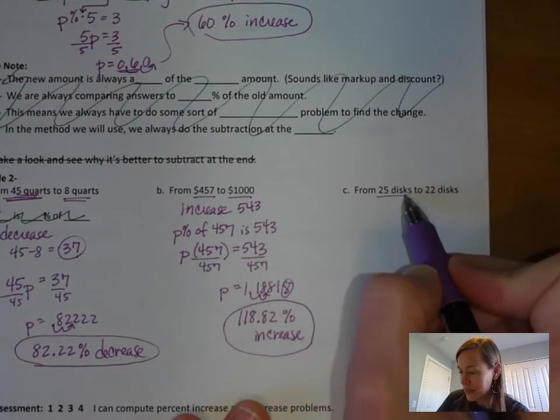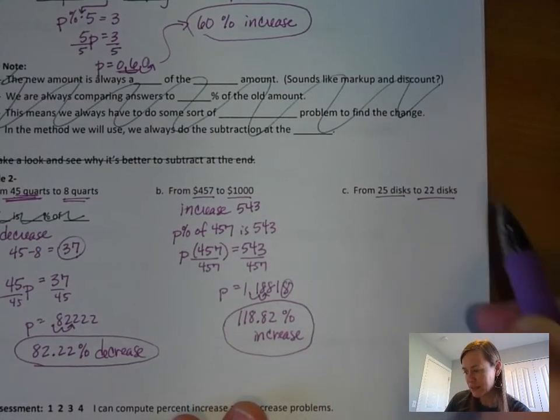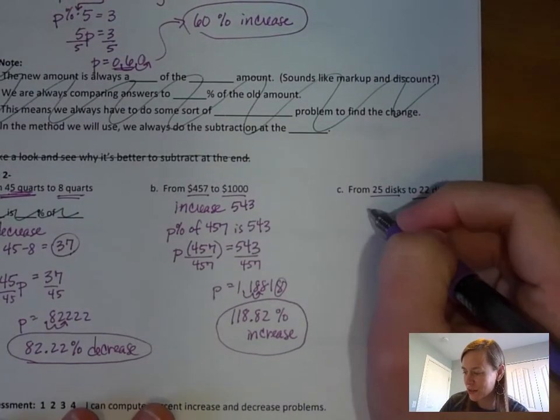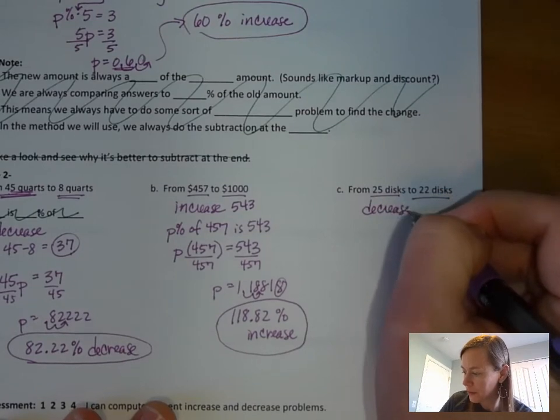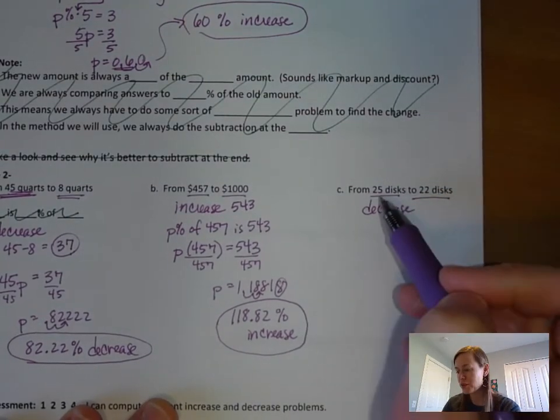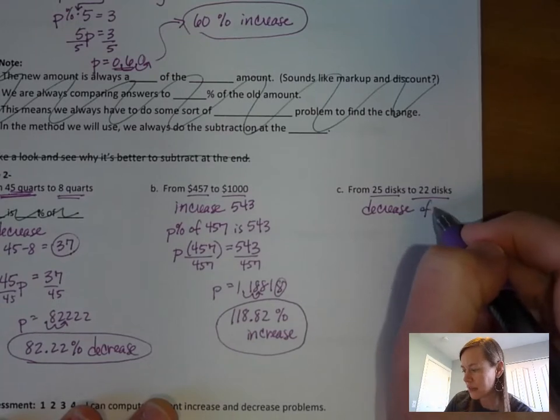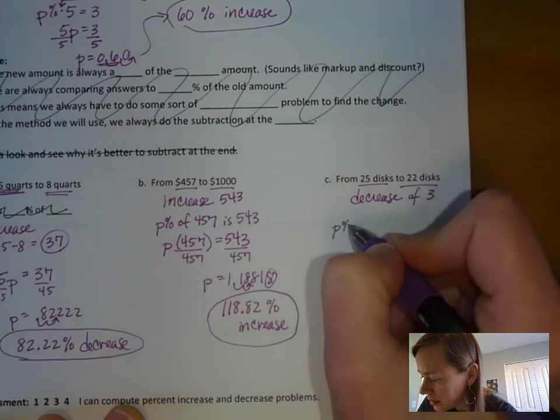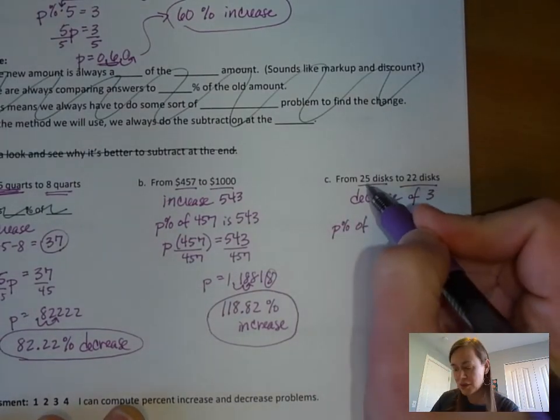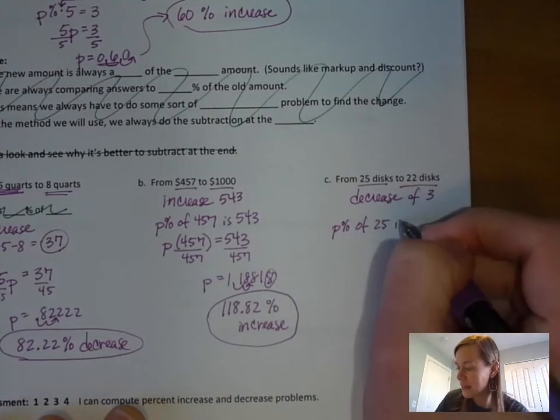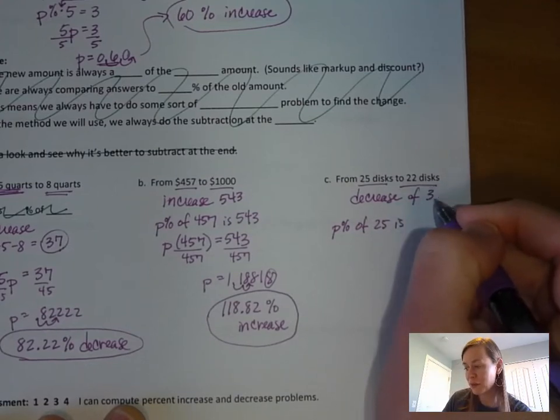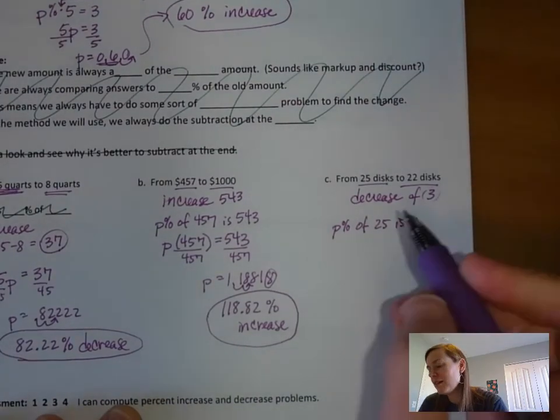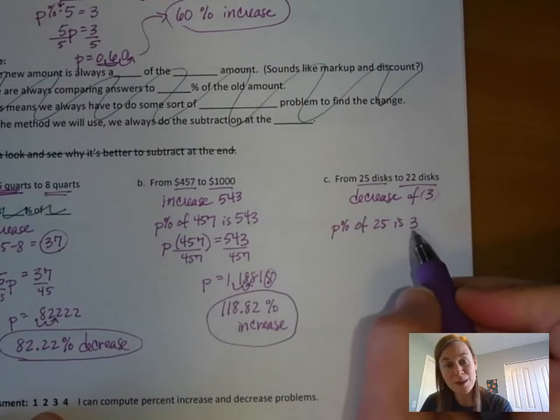We started with 25 discs, and we went to 22 discs. Okay, started with 25, we went to 22. Is it increase or decrease? It's a decrease. All right, and by how much? Well, 25 minus 22 equals 3, so it's a decrease of 3. All right, so now we need P percent of the original, which was 25, is going to be this number that we computed, the amount of the decrease. So it's going to be a 3. Okay, and remember this number should always be positive, okay?